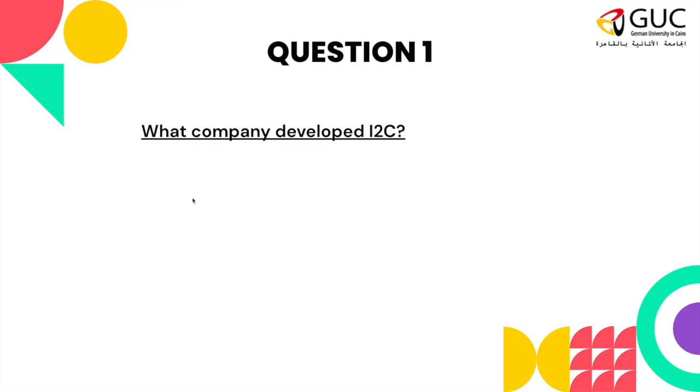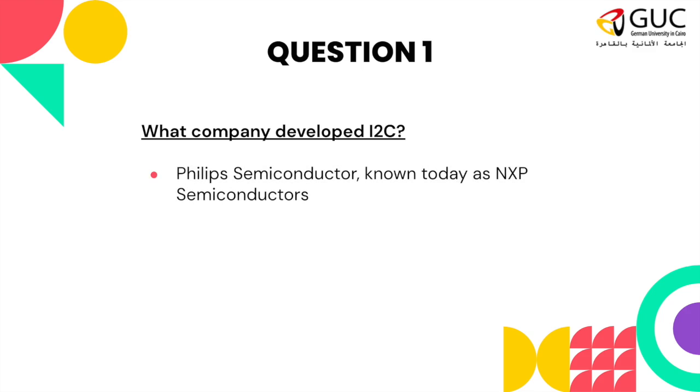What company developed I2C? It is Philips Semiconductor, which is known today as NXP Semiconductors, and it is one of the leading companies in the semiconductors field or industry. This general information you may need to know if you work in the embedded systems field: the I2C bus is known as the inter-integrated circuit, and NXP Semiconductors is the company that developed the I2C bus, one of the leading companies in the embedded systems or semiconductors sector.